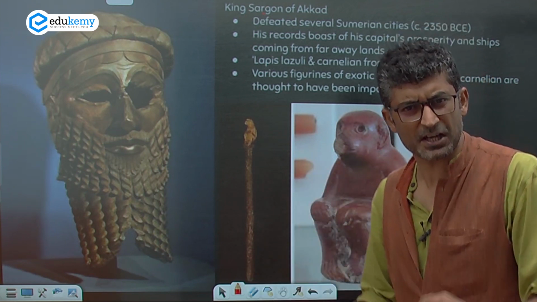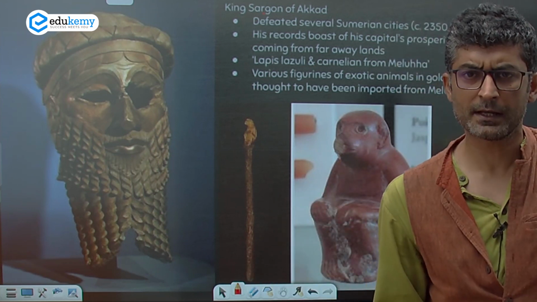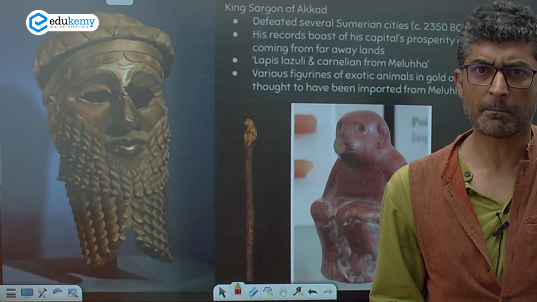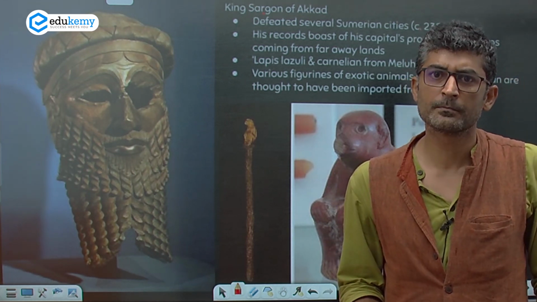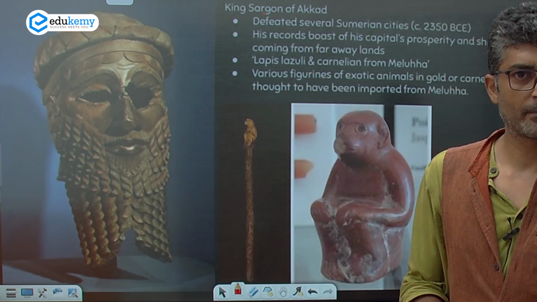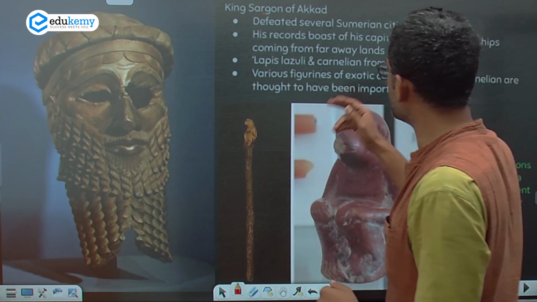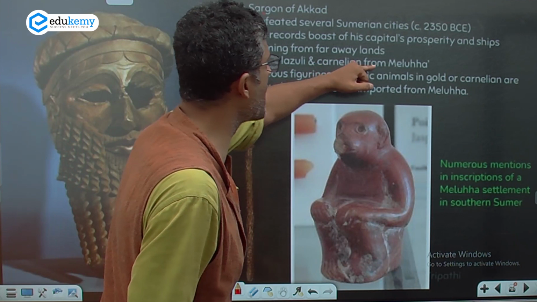He's boasting about the prosperity present in his kingdom. He's saying that his kingdom is so rich that ships from as far as Ur, Dilmun, Makan and Meluha come and dock at my ports, bringing all kinds of rarities, right? This is something very interesting. He's saying that lapis lazuli and carnelian are coming from Meluha.